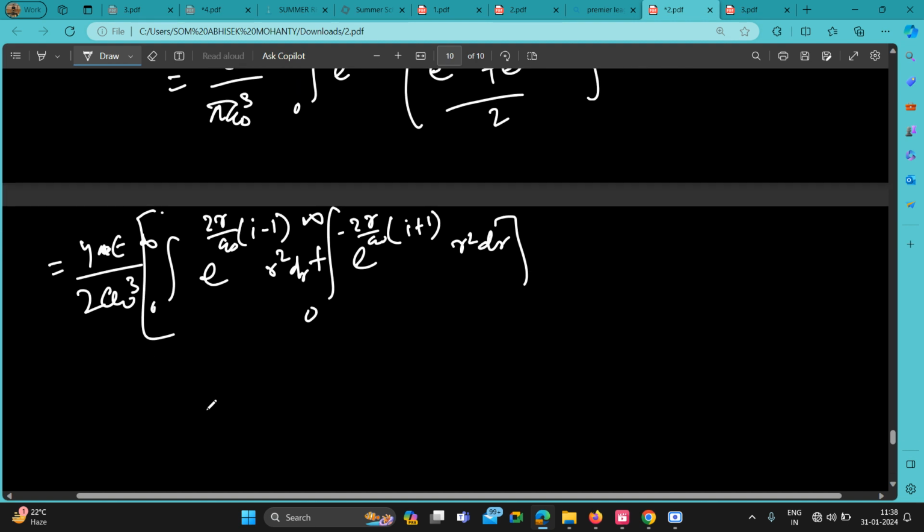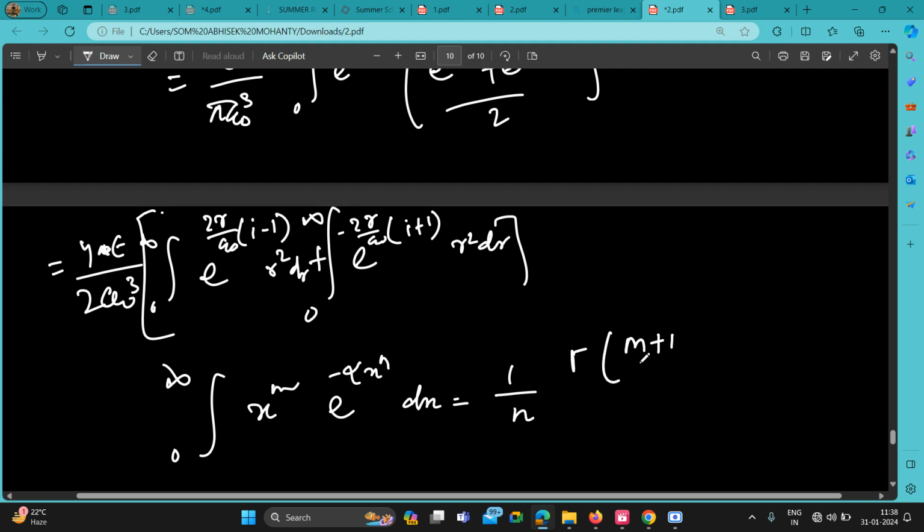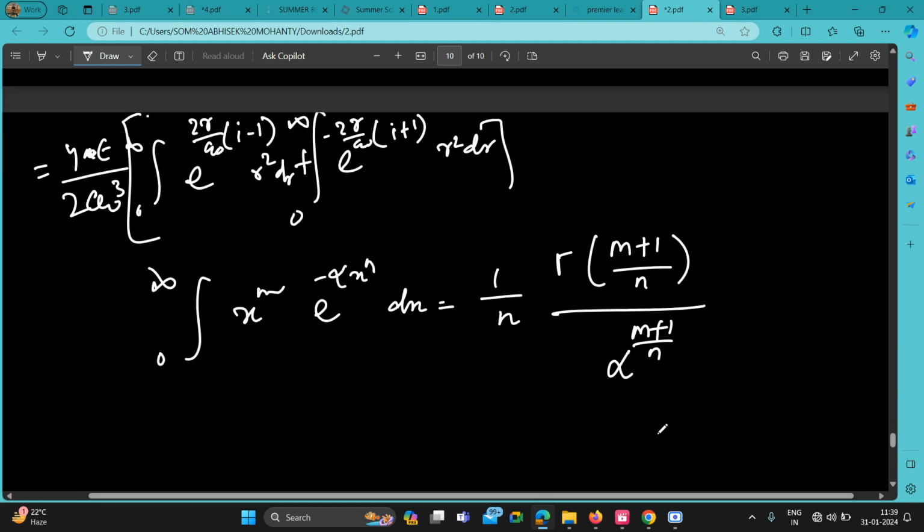We know the formula, 0 to infinity, if you know it, otherwise write it down. x to the power m e to the power minus alpha x to the power n dx is equal to 1 by n gamma of (m plus 1) by n divided by alpha to the power (m plus 1) by n.